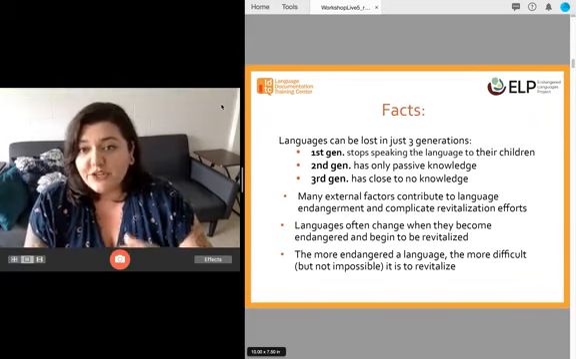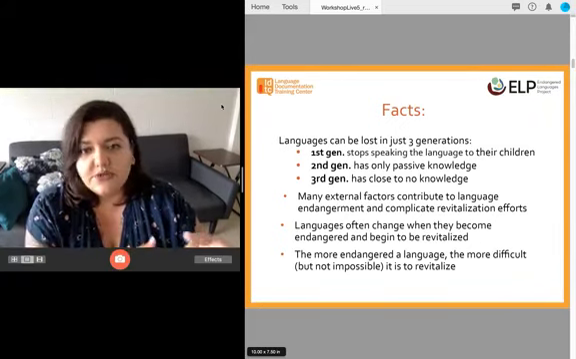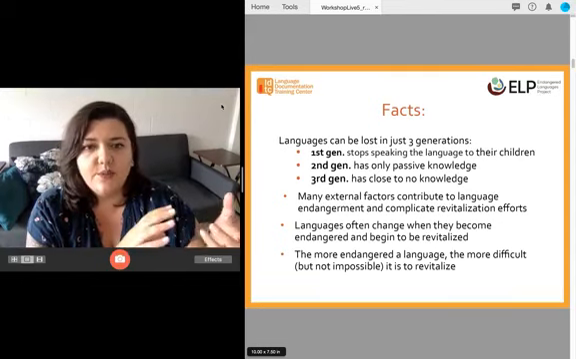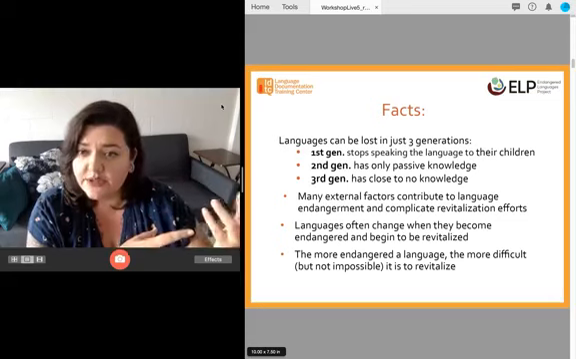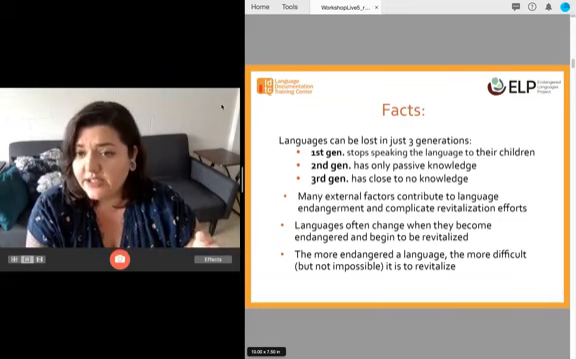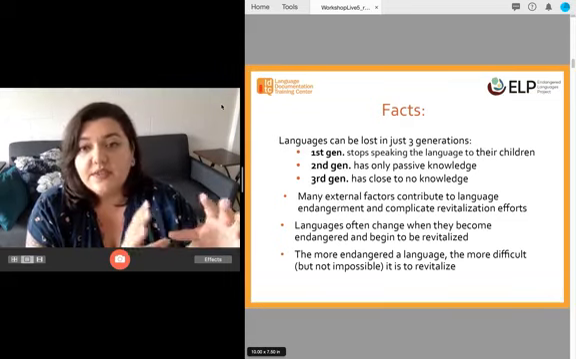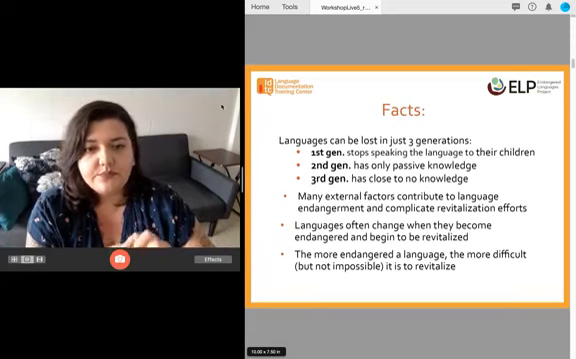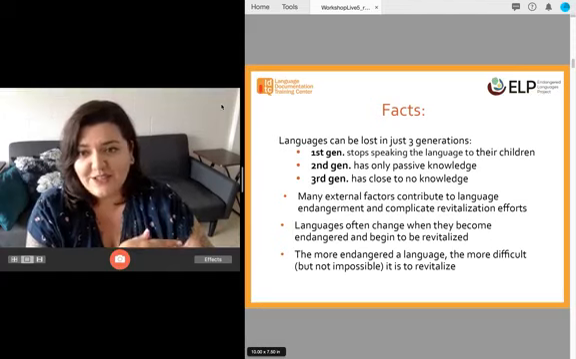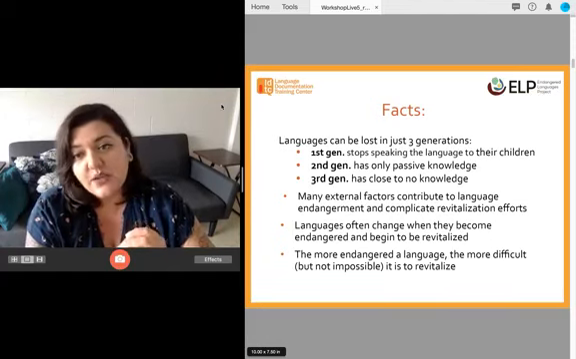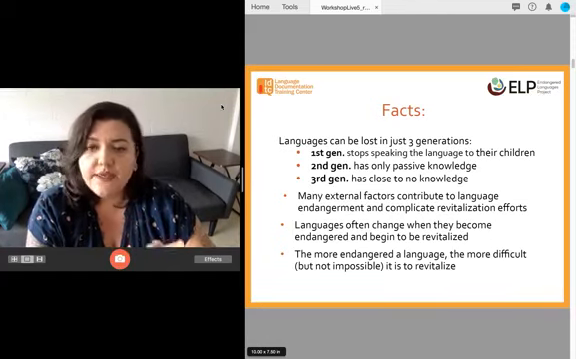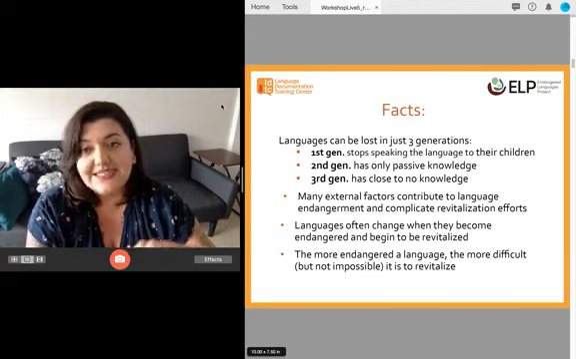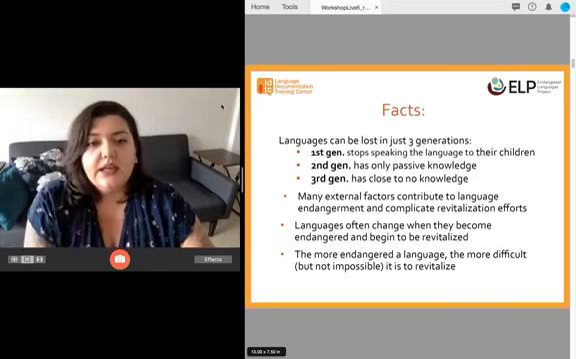So once that first generation has stopped speaking to their children, the second generation develops what we call passive knowledge. So they are able to understand the language, but aren't so great at articulating the language themselves. So they're kind of in this middle ground where they have some knowledge, but they're not fluent speakers anymore. And by the third generation, when they have their children, that generation has close to little knowledge of the language. They may have some exposure from their grandparents, but for the most part, they have been disconnected from that language.